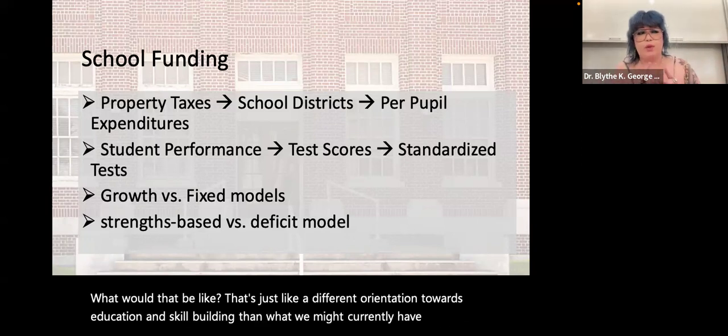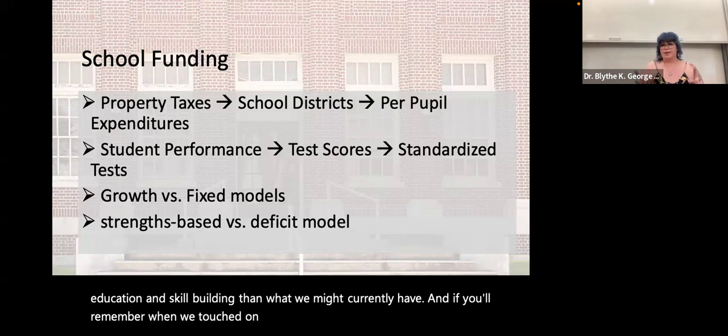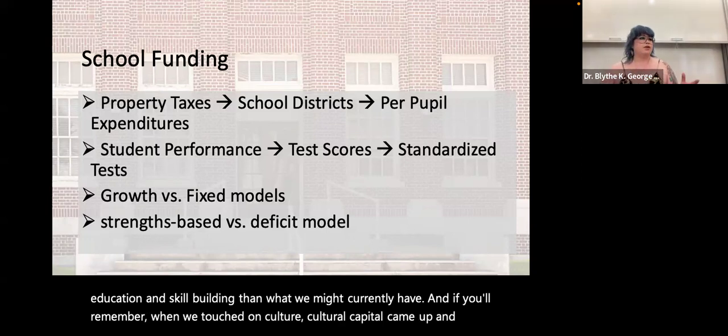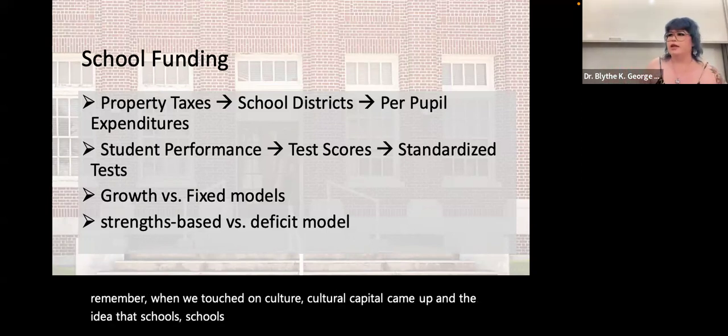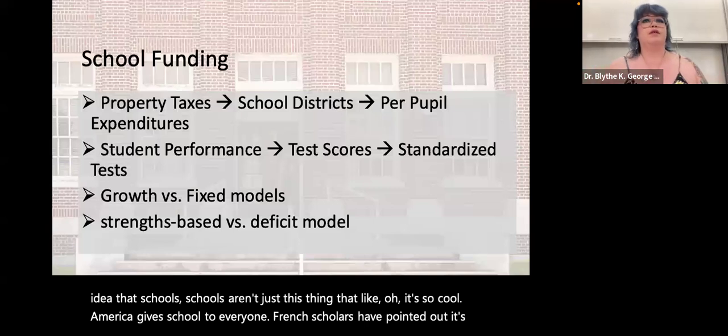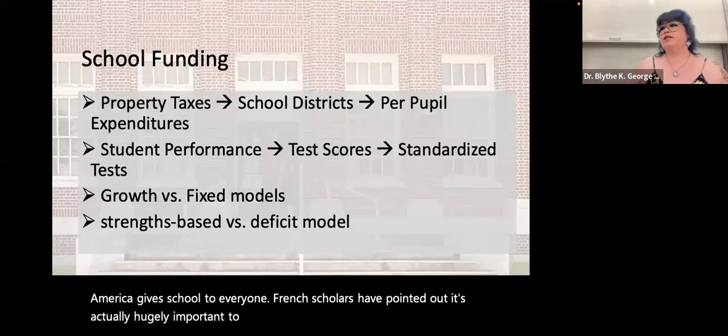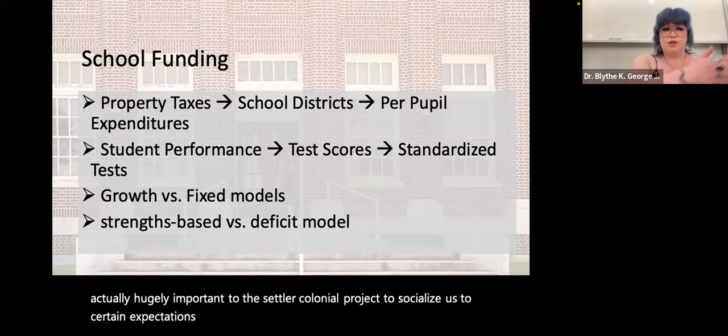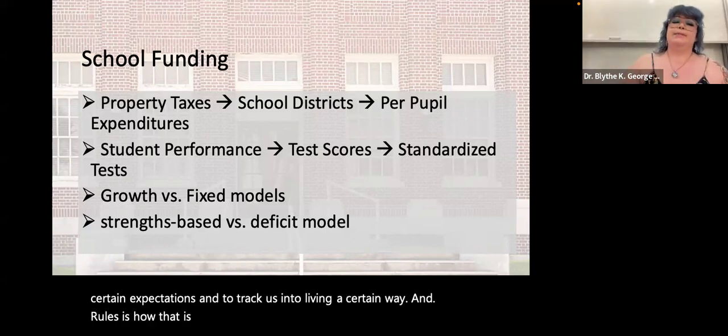And if you'll remember, when we touched on culture, cultural capital came up, and the idea that schools aren't just this thing that, like, oh, it's so cool, America gives school to everyone. French scholars have pointed out it's actually hugely important to the settler colonial project to socialize us to certain expectations and to track us into living a certain way. And schools is how that is done.